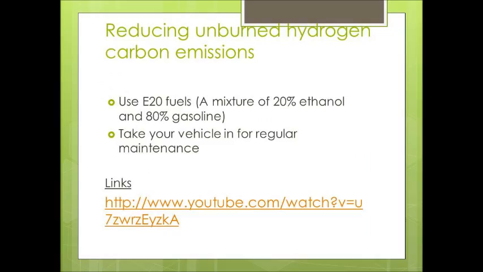Lastly, we have ways to reduce unburnt hydrocarbon emissions. First off, you can use E20 fuels, a mixture of 20% ethanol and 80% gasoline. A new study by the Center of Integrated Manufacturing Studies at Rochester Institute of Technology indicates that the use of E20 fuel, which blends 20% ethanol with gasoline, reduces the tailpipe emissions of hydrocarbons and carbon monoxide compared with traditional gasoline or E10 blends.